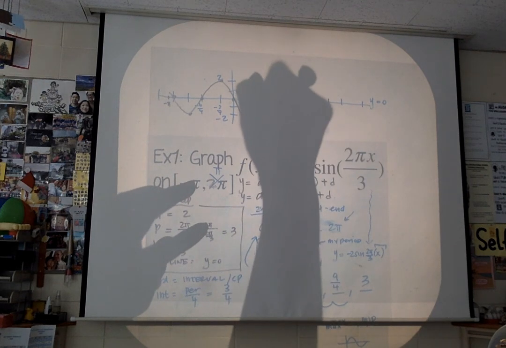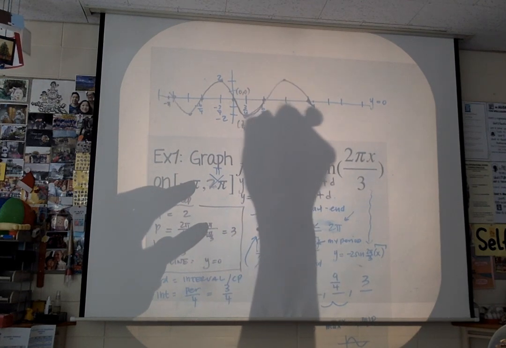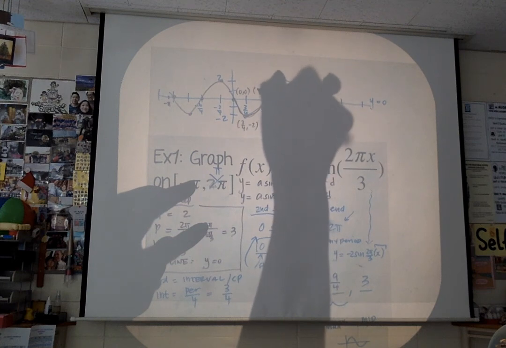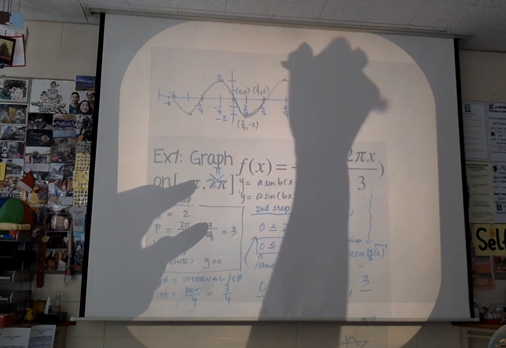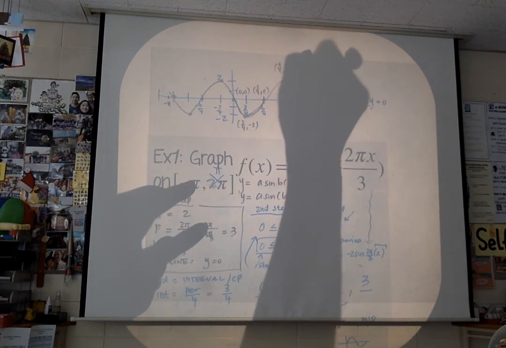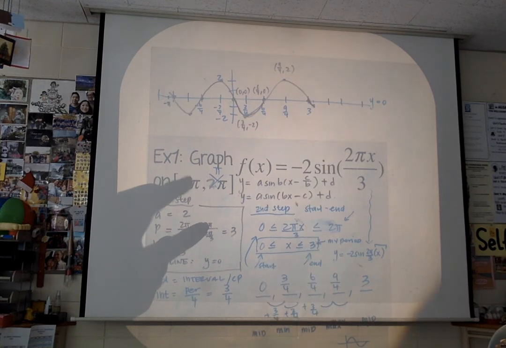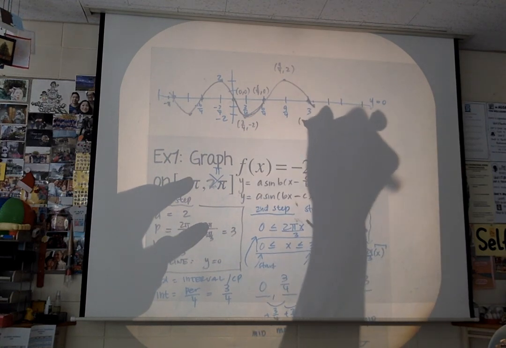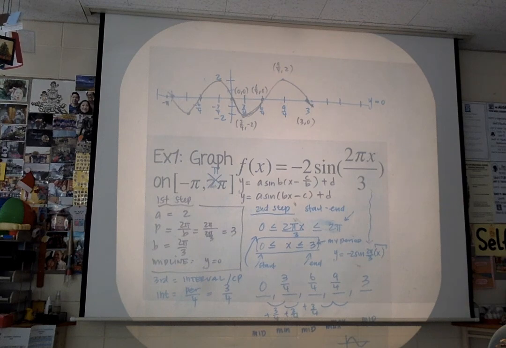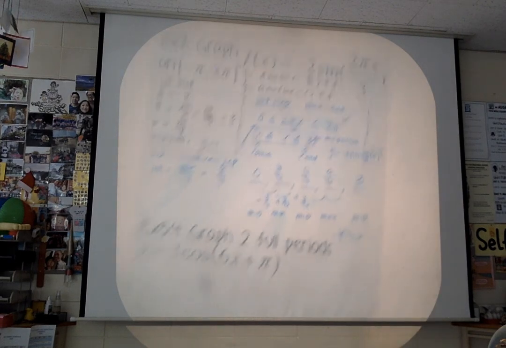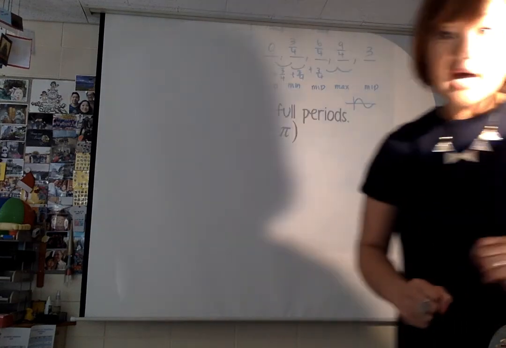Again, make sure you label the critical points: 0, 0. 3/4, -2. 6/4, 0. 9/4, +2. Okay, make sure you write that for me until here, 3, 0. Okay, make sure you guys label all that. All right, let's try another one. Isn't this fun? I think graphing sine and cosine is very fun.